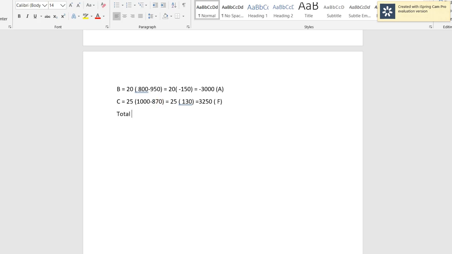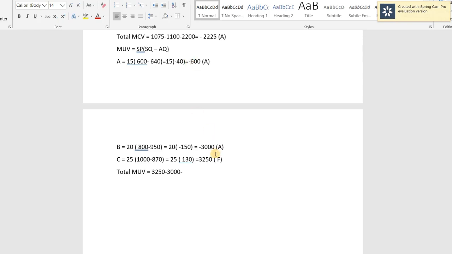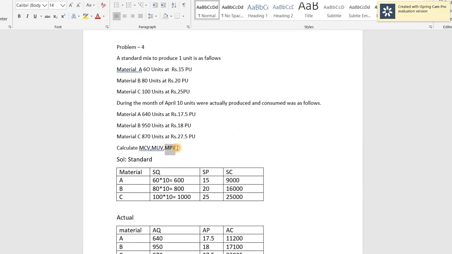Now, total material usage variance is equal to 3250 minus 3000 minus 600. So again, there will be an adverse variance, means 3250 minus 3000 minus 600, it will be minus 350. The total material usage variance is minus 350, which means it is adverse variance. Understood? Next, the last one, that is material price variance.